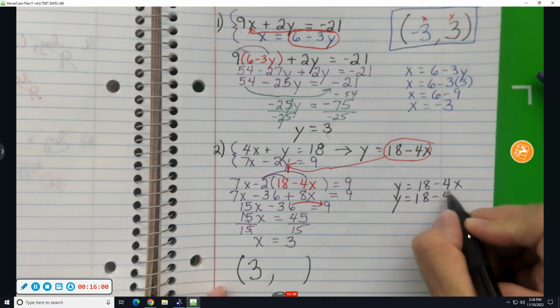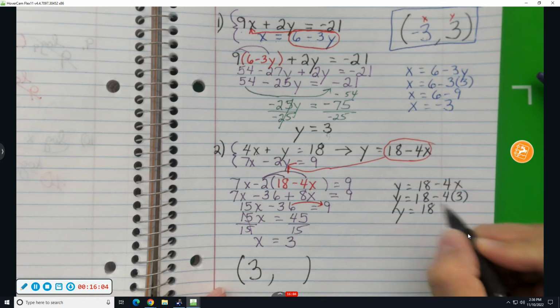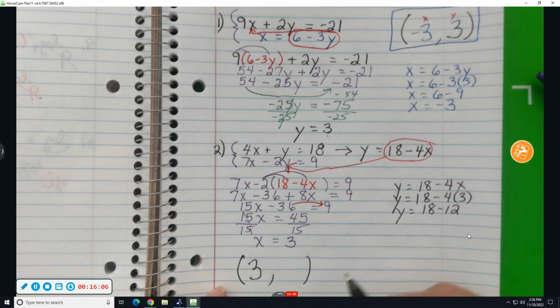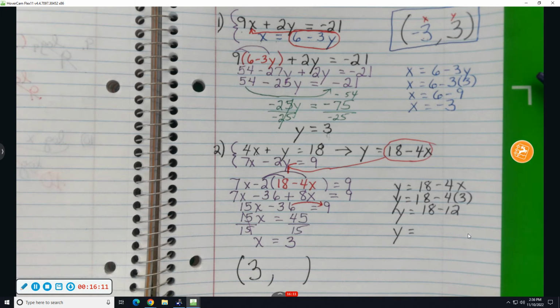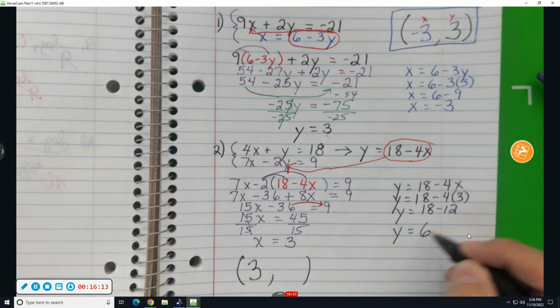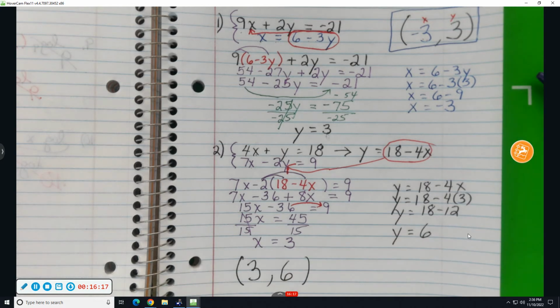replace the x with 3. So we have y equals 18 minus 12. We're going to wind up with y equals 6. So these two lines intersect at an ordered pair. If you drew their graphs, they'd intersect at the point (3, 6).